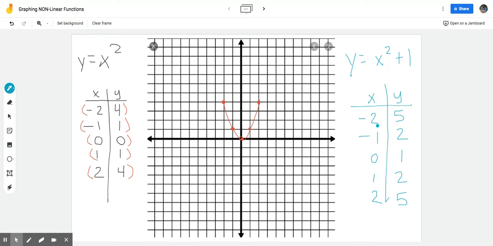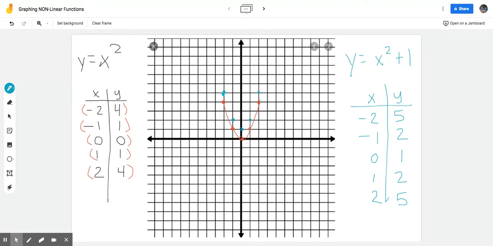I have -2, +5. So -2, and then 1, 2, 3, 4, 5. Then I have -1, 2. So -1, then 1, 2. And then I have 0, 1. And then I have 1, 2. And then I have 2, 5.